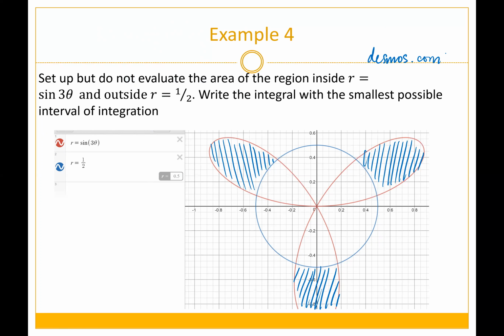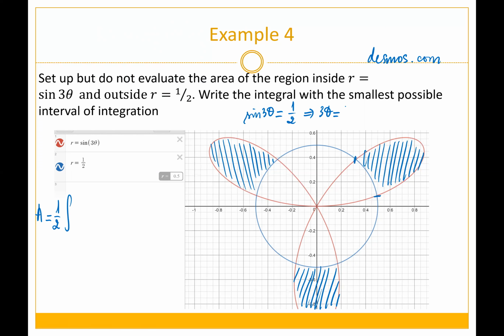First of all, let's write what the area is. So the area is going to be, each of these is going to be half of whatever angle is here and whatever angle is here. And so to find these two angles, you find the intersection between the two curves. Sine 3 theta is equal to half. Therefore, you have 3 theta equal to the angle whose sine is equal to half.